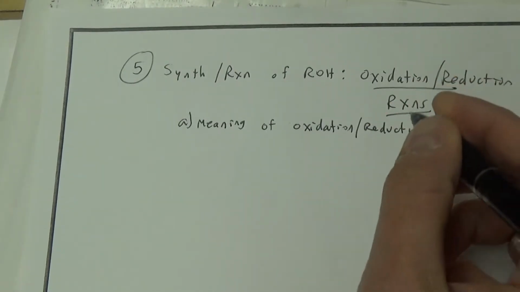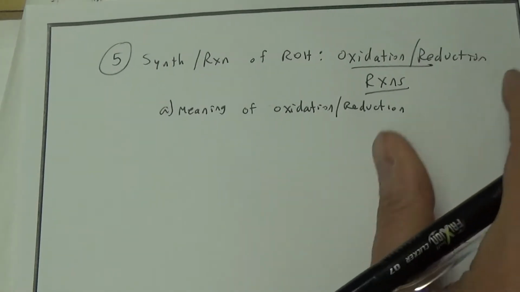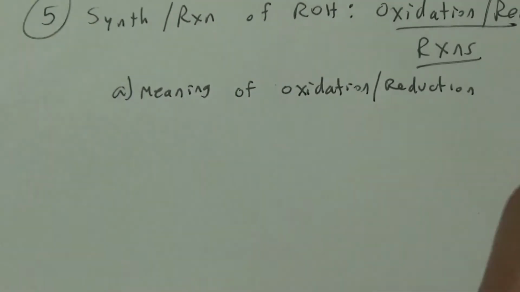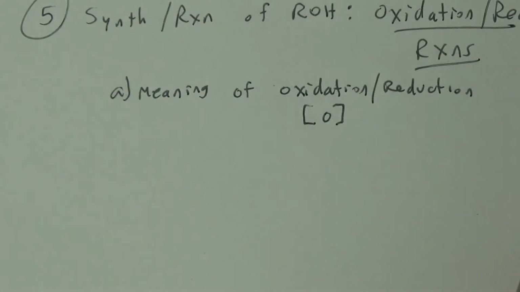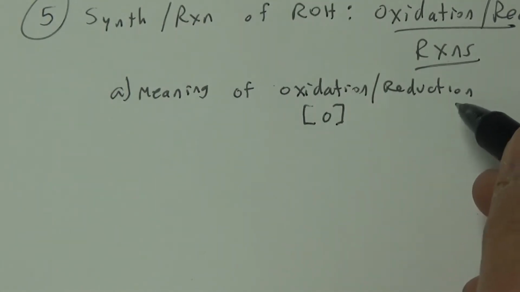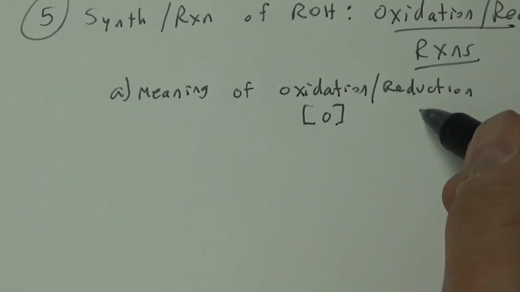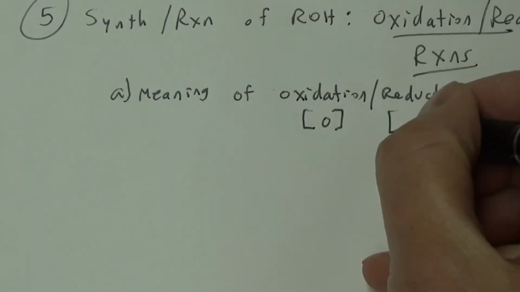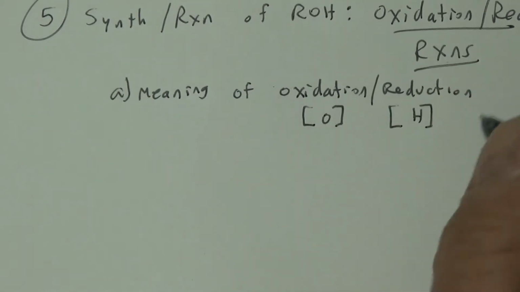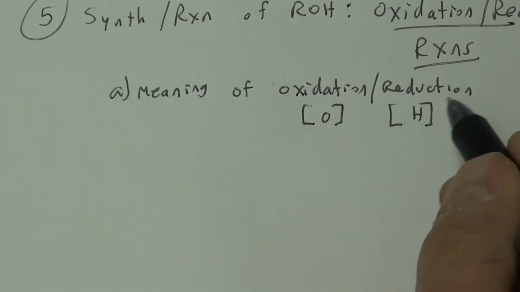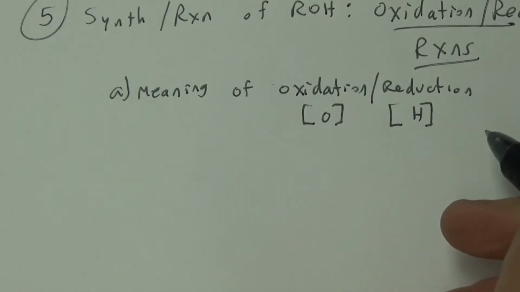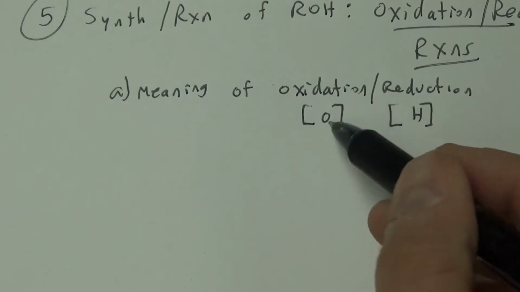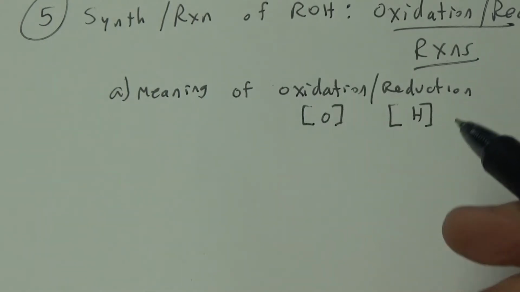Sometimes we abbreviate oxidation and reduction as bracket O bracket. And what do you think the other one's going to be? You'd probably say bracket R bracket, but it's actually bracket H bracket, because by reduction we usually add hydrogens to the molecule, and that's why we say bracket H bracket. So the abbreviations are bracket O bracket, bracket H bracket.